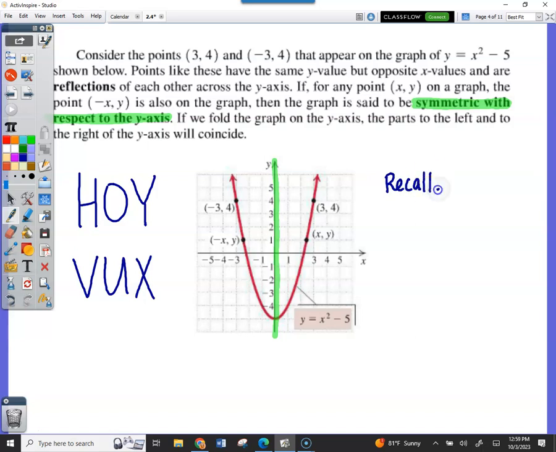So recall from geometry, if you take any coordinate point and transform it, if we're going over the y-axis, then what do you notice about the points? The x gets a sign change.